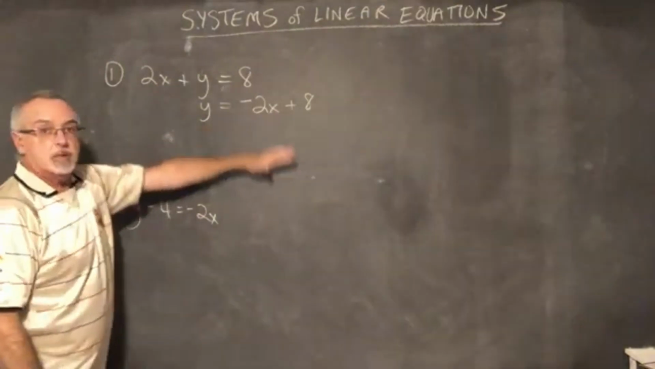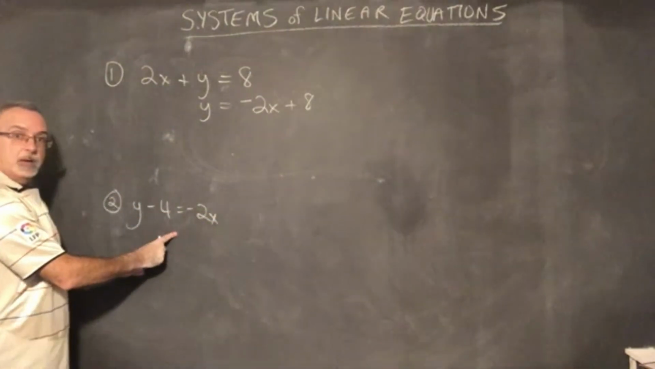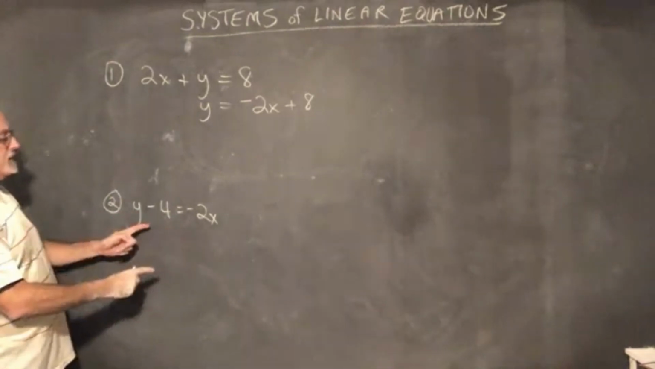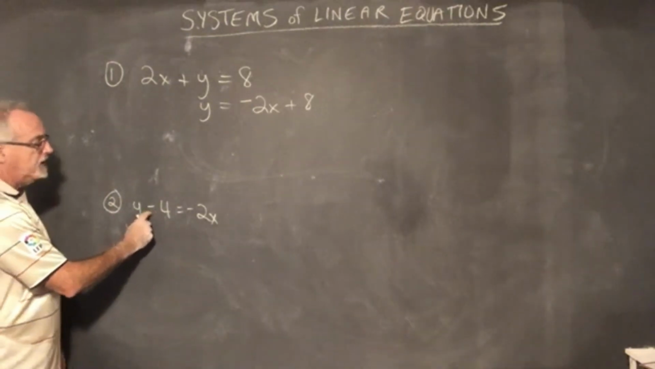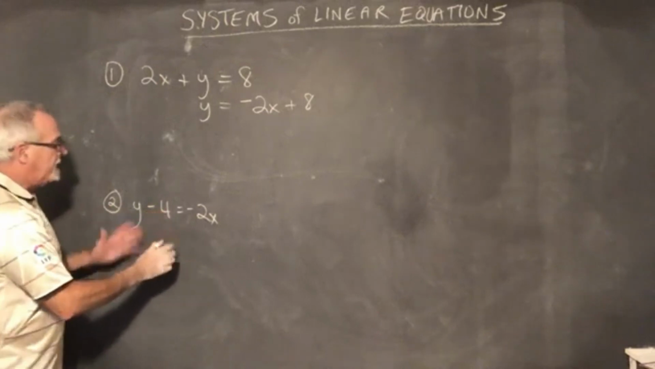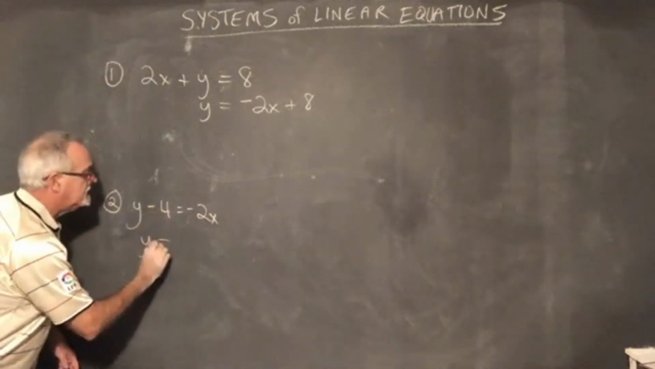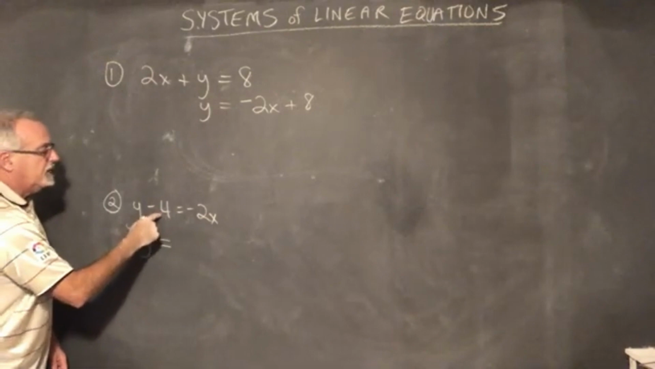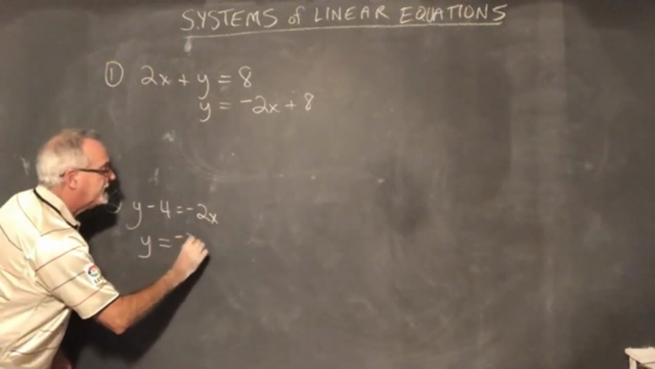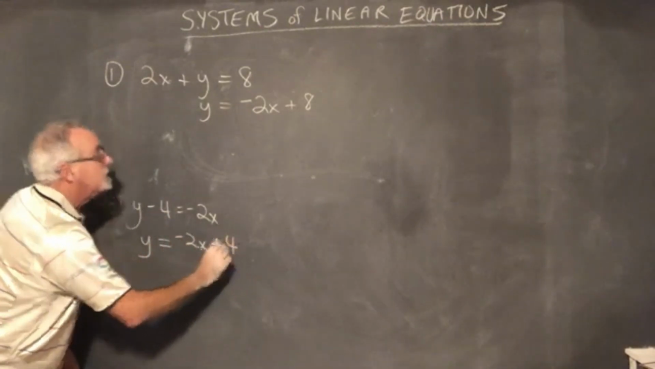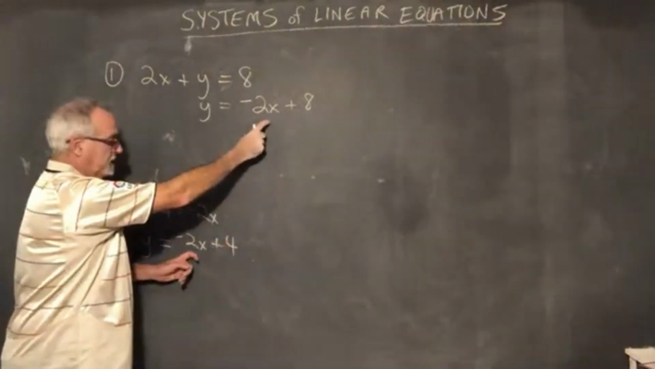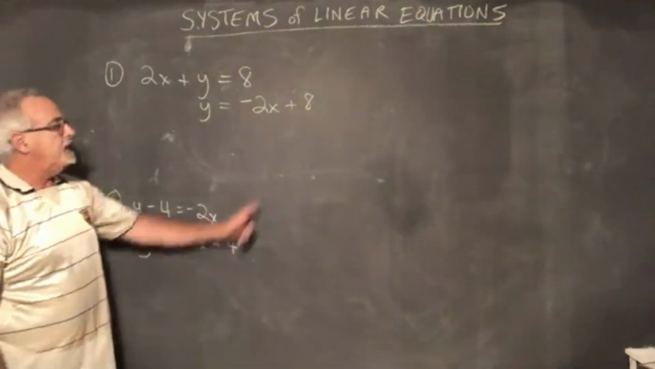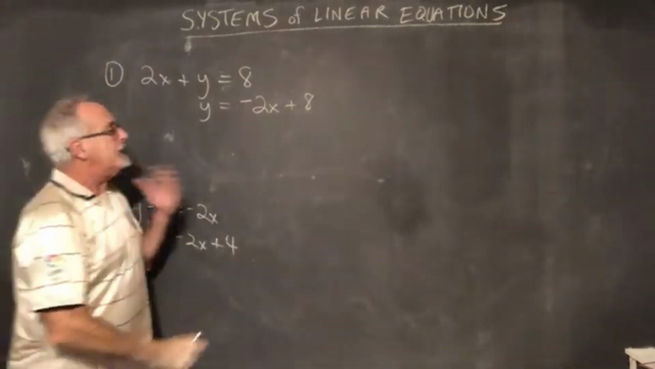And at this point, I can start making my table of values, but I also have this one to deal with. I'm going to isolate my y in this one as well. And it's going to be very quick because I have only this minus 4 with this y. If I add a 4 to both sides, the 4's on the left side cancel, and I have y equals negative 2x plus 4. Notice how both of them have the same m. They both have the same slope of negative 2, but they have different y-intercepts. Let's graph.